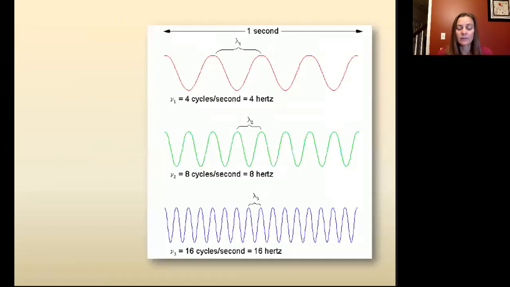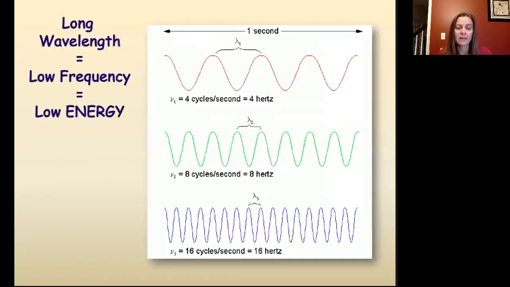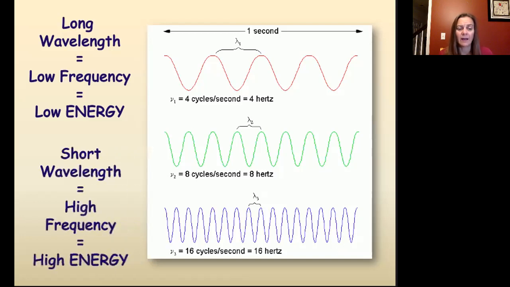Now, since we know that as frequency increases, wavelength decreases, we know that a long wavelength would equal a low frequency, and that would mean it's a low energy. And so our red light has a long wavelength and low energy. But when we move up to blue and purple light, they have short wavelengths. That means they have a higher frequency, which means they have a higher energy.